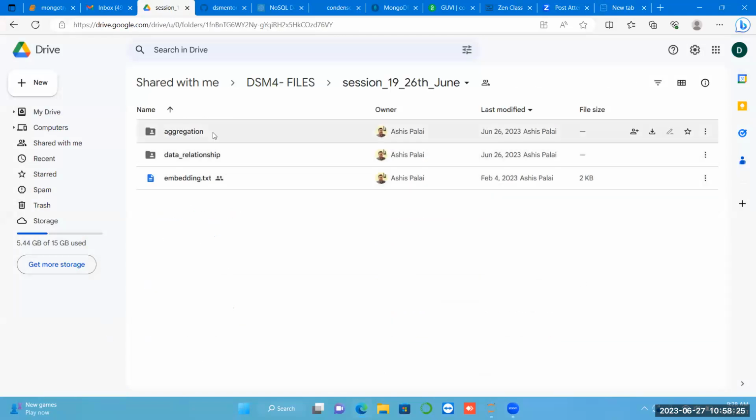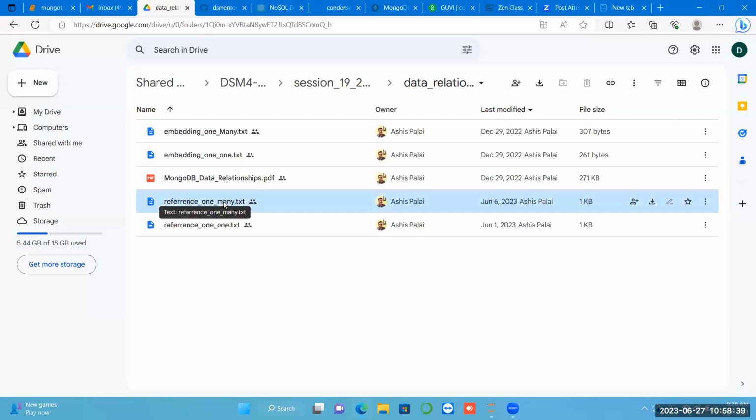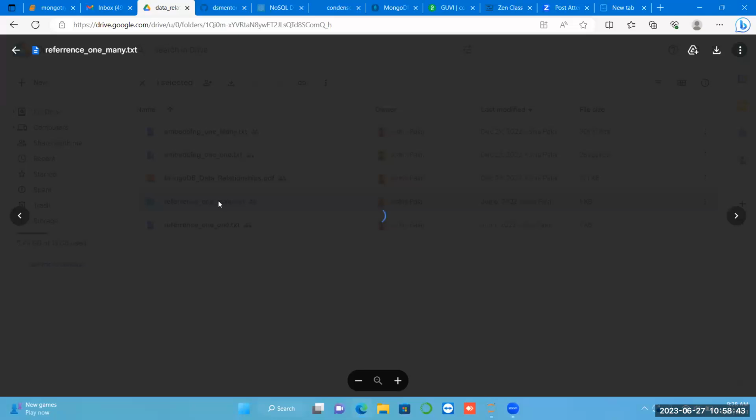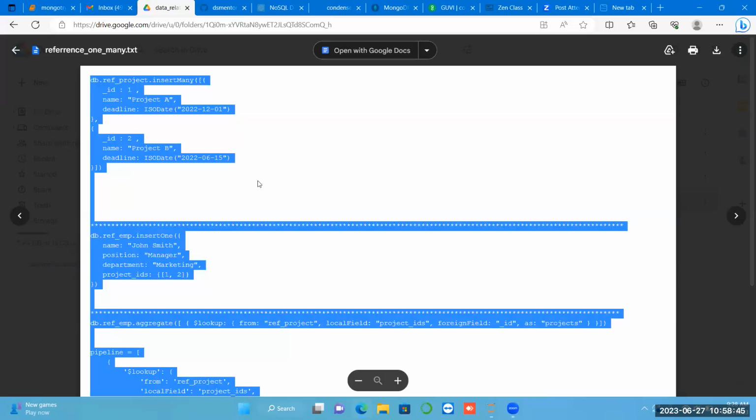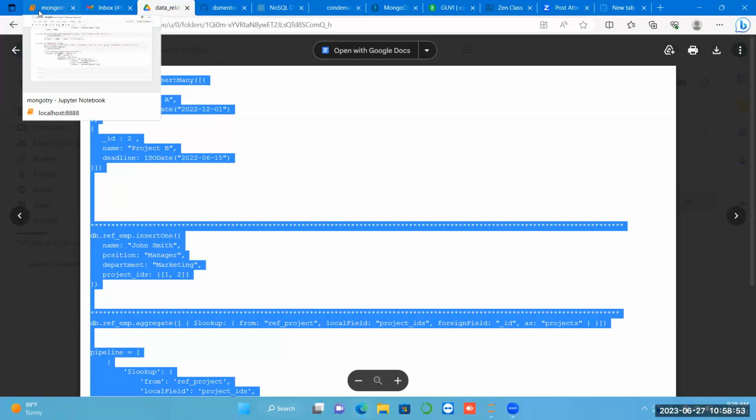If you want to go slow, we'll go slow, not a problem, because I can see you're starting from scratch. Reference one to many, you actually did it yesterday in your Jupyter notebook. Open that reference one to one, one to many also you can open. What you need to do is create two collections and insert the details. Do it.